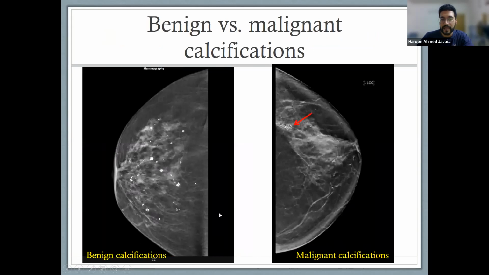So again, now we have benign and now we have cancerous, okay? So how do we know if something is cancerous in a mammography?